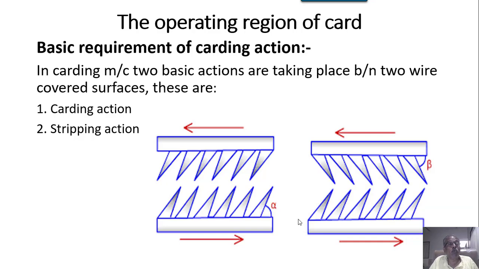We will quickly go through this diagram. There are two basic actions. In the first diagram on the left side, we have shown the carding action where point against point is interacting, and on the right side, point against back is interacting, which is the stripping action. So these are the operations taking place in a nutshell.